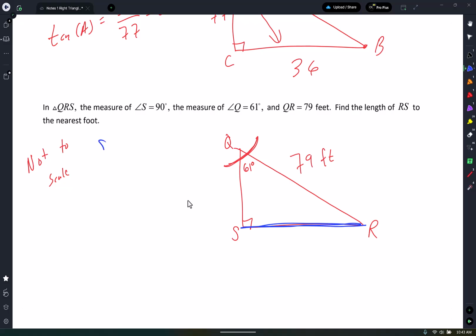Oh, I don't know how to do that. Yes, you do. Let's write SOHCAHTOA. And you can use Pythagorean theorem if you had the missing side, but you don't have the other side. So here's what you ask yourself: with respect to 61 degrees, is that line in blue, the SR or RS, opposite, adjacent, or hypotenuse with respect to 61? Opposite. What about the 79? Is it opposite, adjacent, or hypotenuse? Which one uses opposite and hypotenuse? Yeah, the first one, sine. So I'm going to write sine of 61 degrees equals opposite, SR. I don't know what that is. We're going to find it. Over hypotenuse, 79.